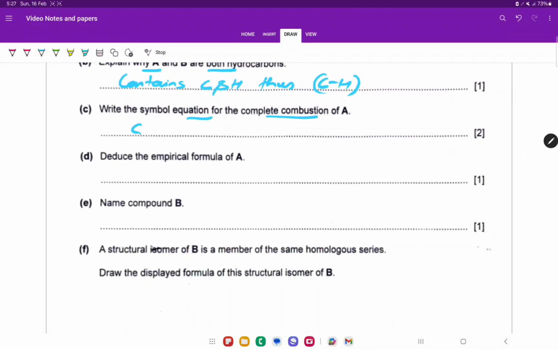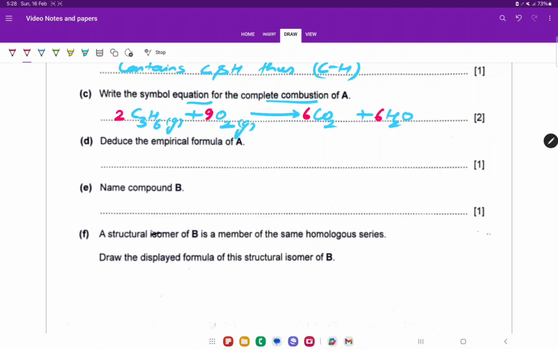So I write C3H6, propene, which is a gas, plus oxygen is required for complete combustion. In the presence of oxygen, complete combustion always forms carbon dioxide and water, CO2 plus H2O. When we balance it, if I put 2 here, then it will be 6 CO2 and 6 H2O. Therefore, oxygen will be 12, 6, 18, so 9 O2. This is the complete combustion equation.